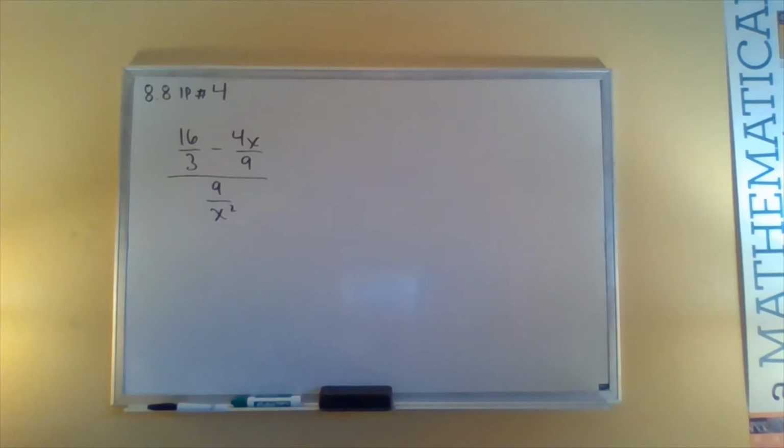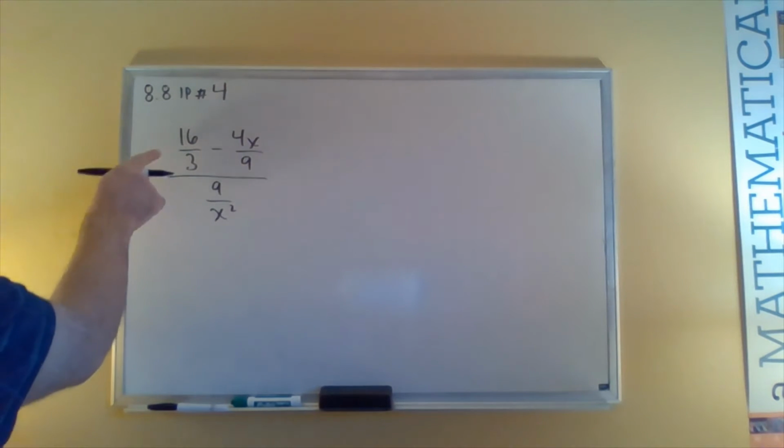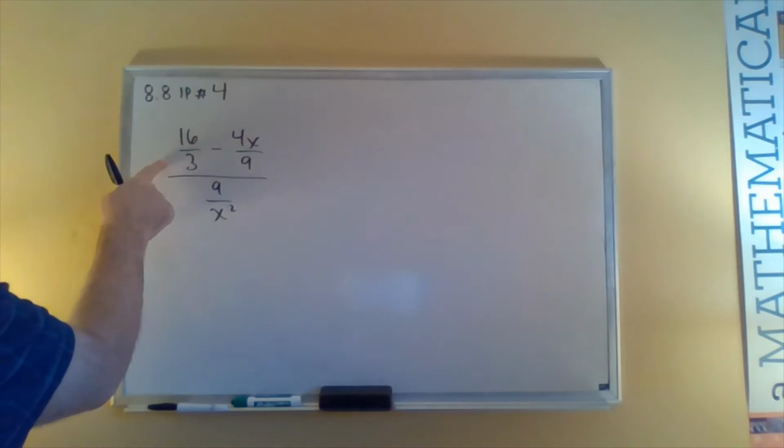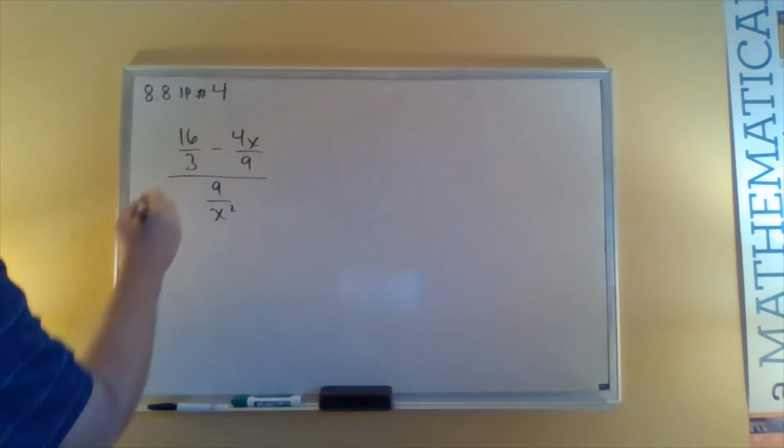Number 4, we already simplified a complex fraction, 16/3 minus 4x over 9, all that over 9 over x squared. So again, I need to find a way to get one fraction in my numerator and one fraction in my denominator. Actually, my denominator is already there. I just need to combine the two fractions on the top here. So I need to find a common denominator. Looking at this, it's going to be 9.